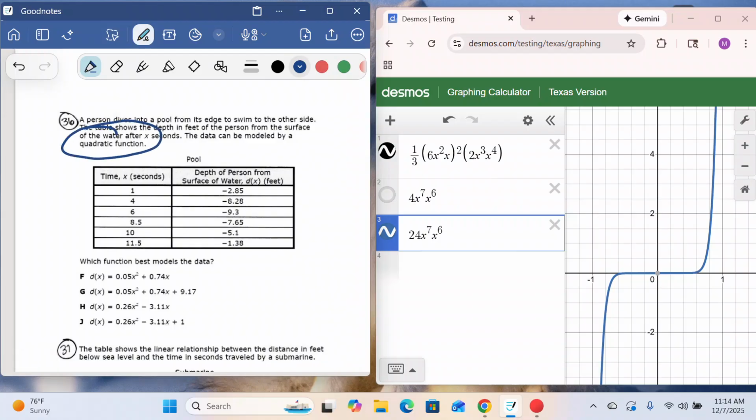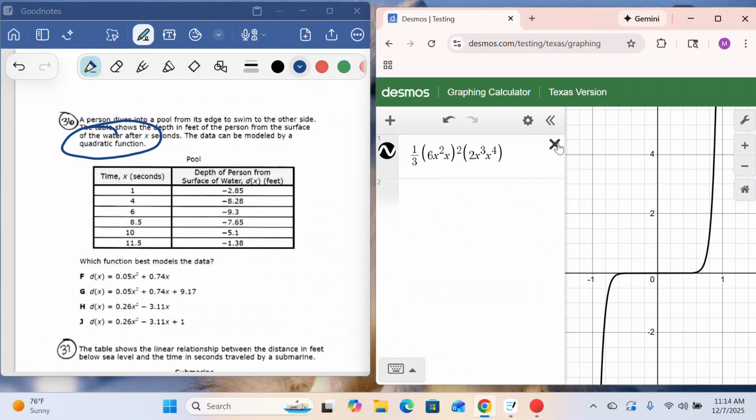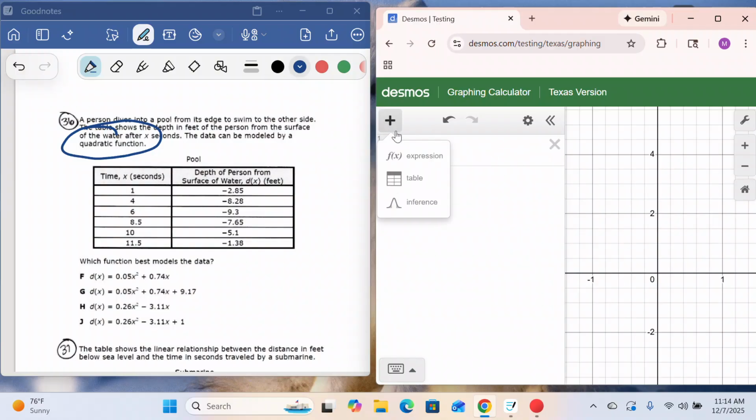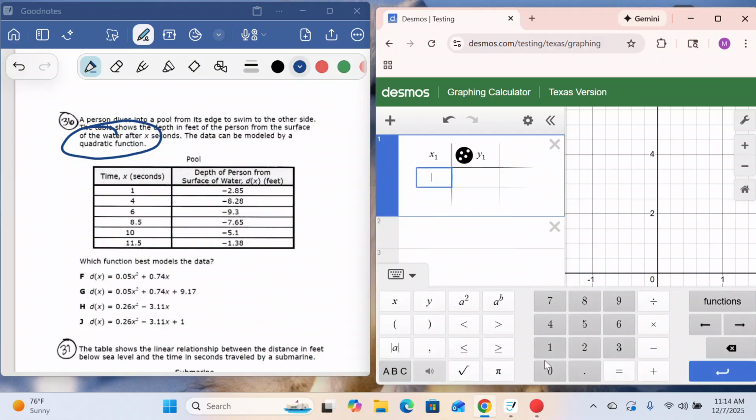So what does that mean? We're going to have to input table version of quadratic. So once again, we have to switch everything to make it a quadratic function. So I'm going to use my table, and all I'm going to do is input 1 and negative 2.85.